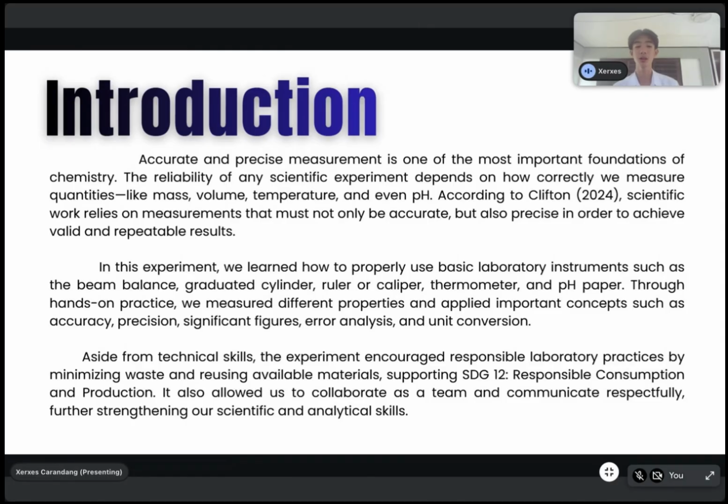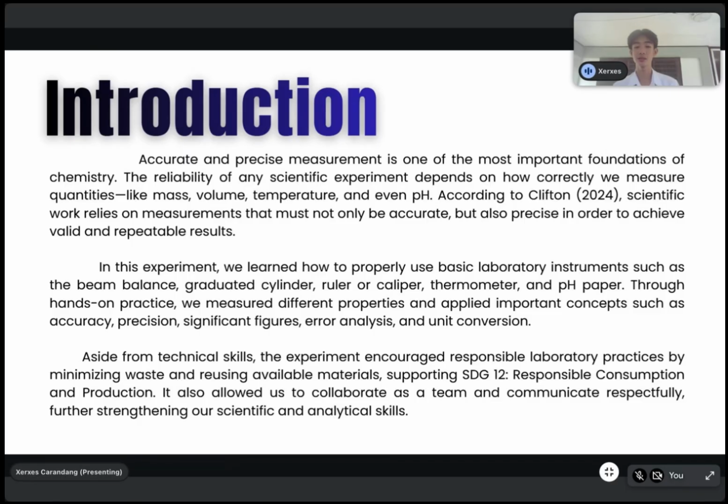In this experiment, we learned how to properly use basic laboratory instruments such as the beam balance, graduated cylinder, ruler or caliper, thermometer, and pH paper. Through hands-on practice, we measured different properties and applied important concepts such as accuracy, precision, significant figures, error analysis, and unit conversion.